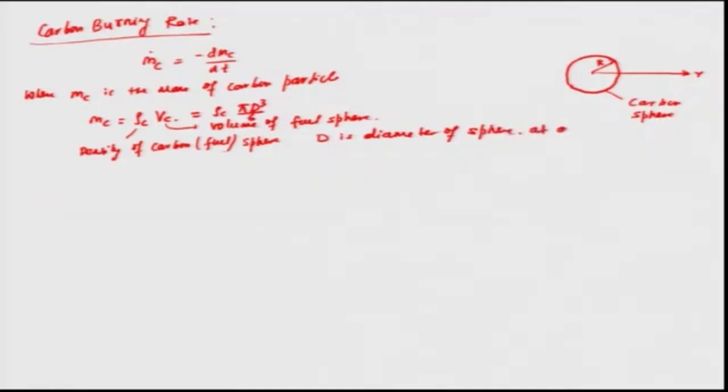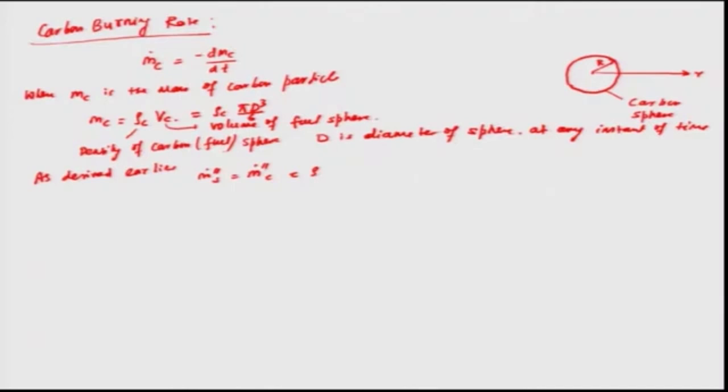At any instant of time, that means this will be changing as it gets consumed. So, it will be changing. Now, we know that, derived earlier, we found out as S is equal to carbon is nothing but a rho. This is of course the G.